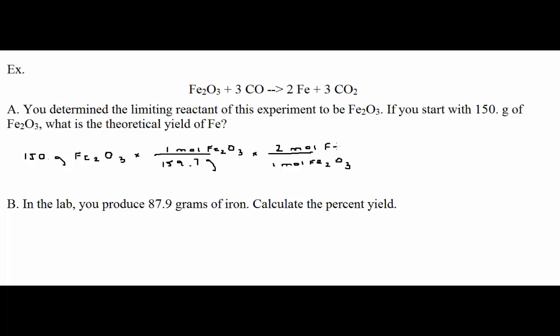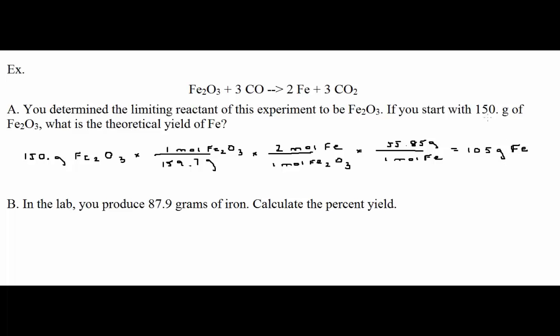Now I'm in moles of iron, I just need to get into grams of iron. So I'm going to put 1 mole of iron on bottom, and then I'm going to put the molar mass of iron up top, which is 55.85 grams. And so when I calculate this, once I round so that I have 3 significant figures, because this is a decimal right here, I end up with 105 grams of iron. Okay, so that's my theoretical yield.